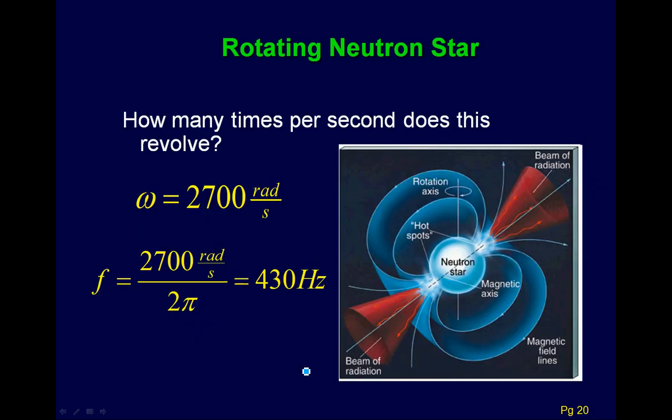And if you actually figure this out, omega and turn it into a frequency, it's 430 hertz. And what hertz is, is how many times a second it's revolving. And so these stars, the one we're talking about here, okay, is going around 430 times a second. And this actually does happen. It's a pretty intense thing.